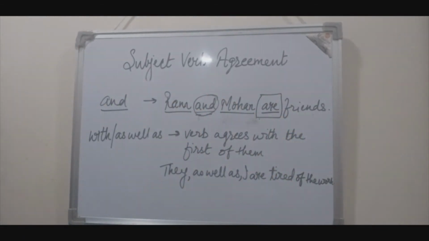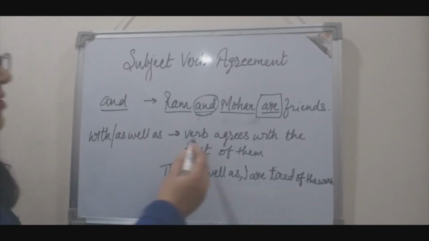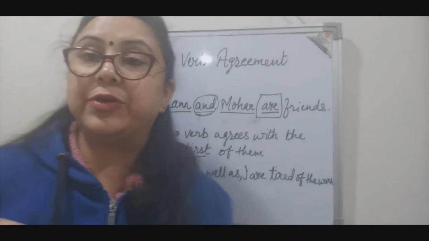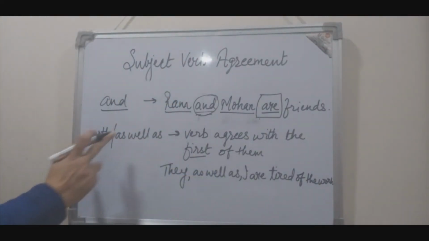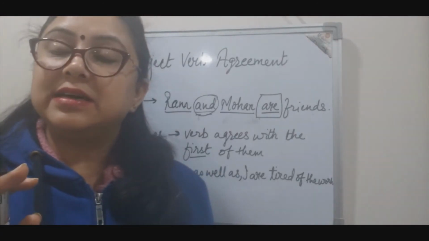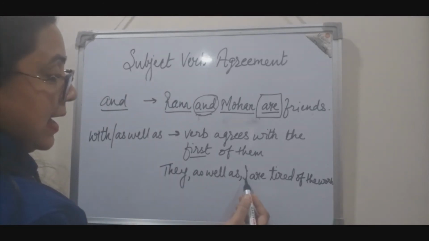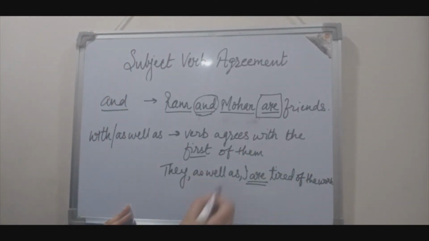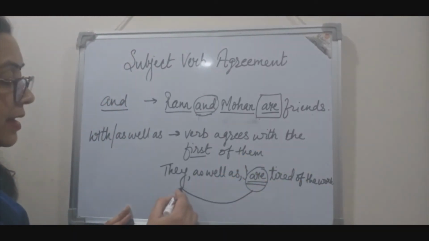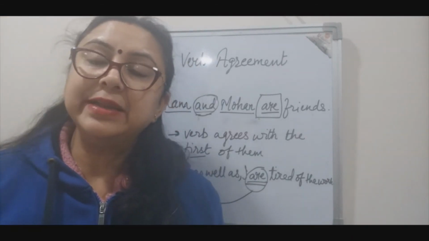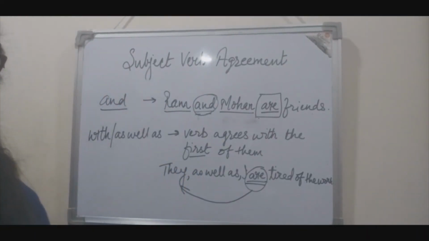The next rule says if we find with or as well as, in that case the verb agrees with the first of them, right? If two subjects are joined with the words with or as well as, the verb agrees with the first of those two subjects. For example, they as well as I are tired of the work. Why are we using are? Because it's agreeing with the first subject. Fine. So I hope this much is clear to everyone. Now let's look at the next few rules.